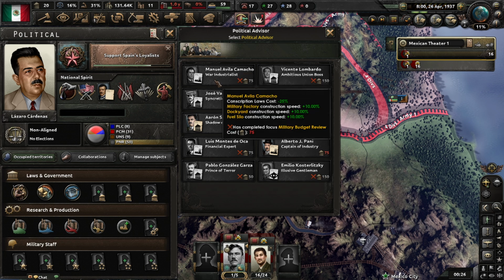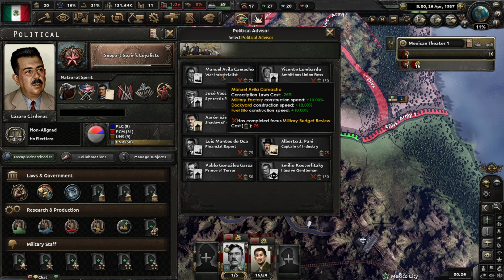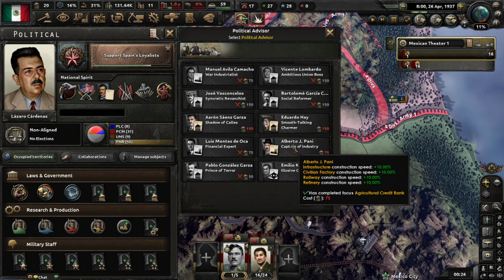I do have a war industrialist. I mean, yeah, but you've got to build infrastructure before you can worry about civilian factories. And this union boss, probably you should. I would say that probably you should start thinking about doing your Captain of Industry next.